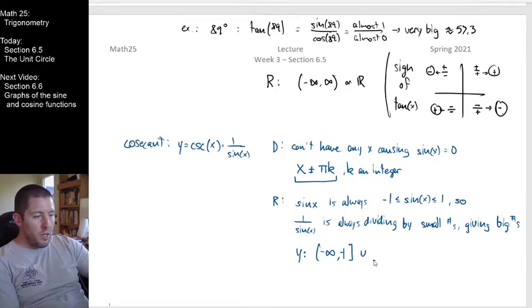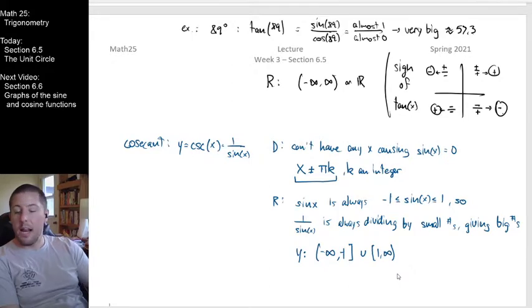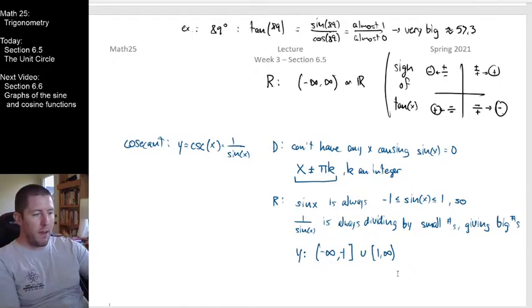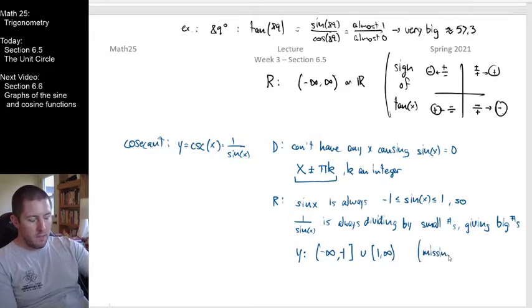We're also going to union this up with 1 up to positive infinity because I can get out those big numbers as well. I just can't get, I'm missing that stuff in the middle, right? We're missing numbers between -1 and 1.